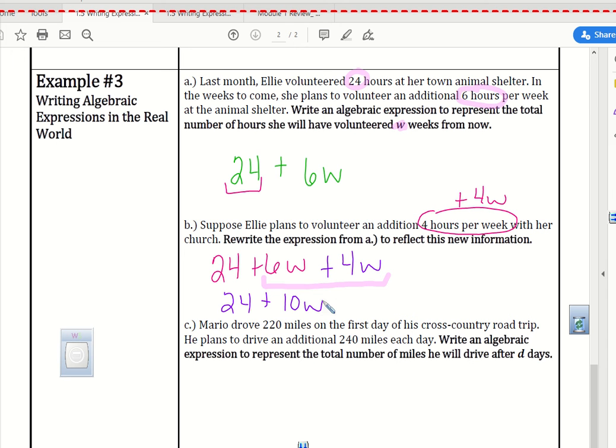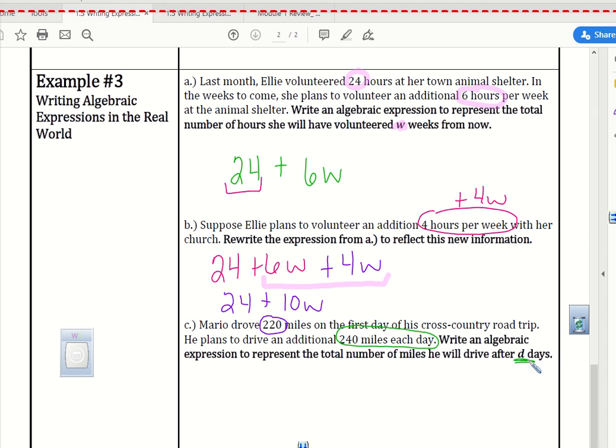All right, last one. Mario drove 220 miles on the first day of his cross-country road trip. Okay, so we started with 220. He plans to drive an additional 240 miles each day. Write an algebraic expression to represent the number of miles he drives after D days. So be careful, you guys, in your word problem.